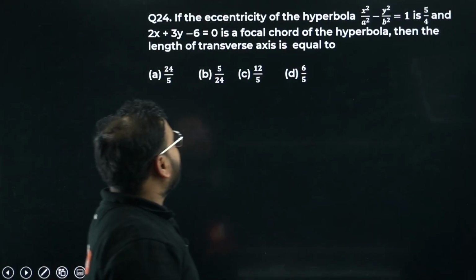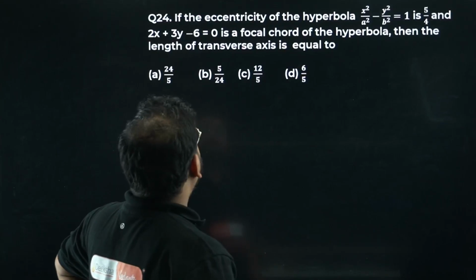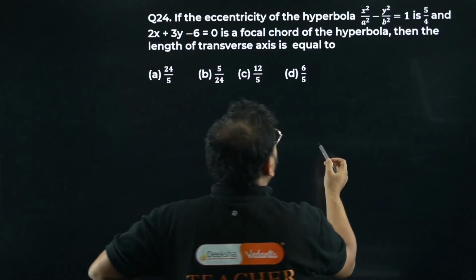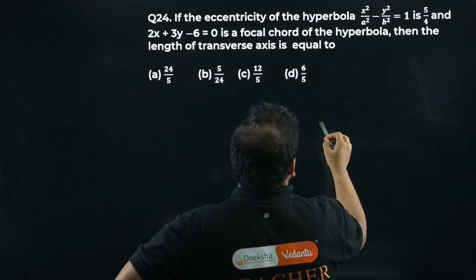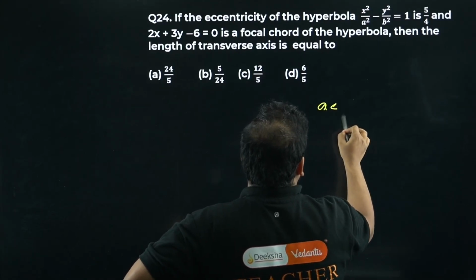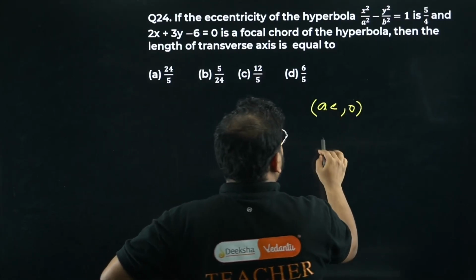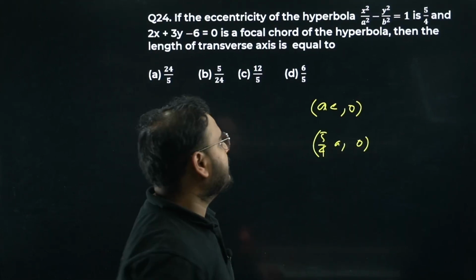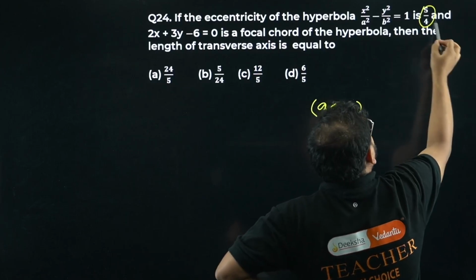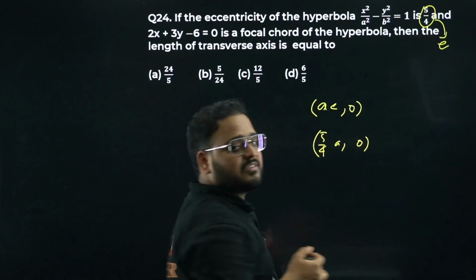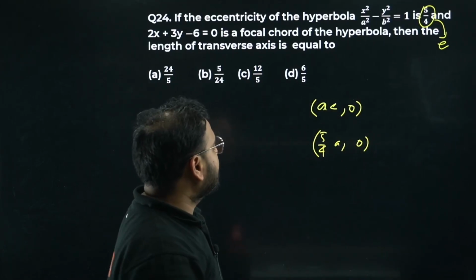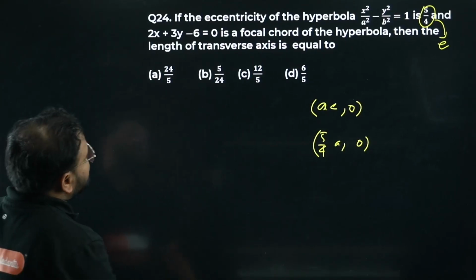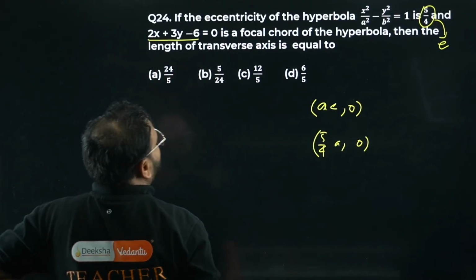If the eccentricity of the hyperbola is given like this, and the focal chord is given, I can find it like this. I can write the focus as AE comma 0. So I have 5 by 4 A comma 0 as the focus point, in terms of this E value, the eccentricity. Now this is called a focal chord, meaning it passes through the focus.